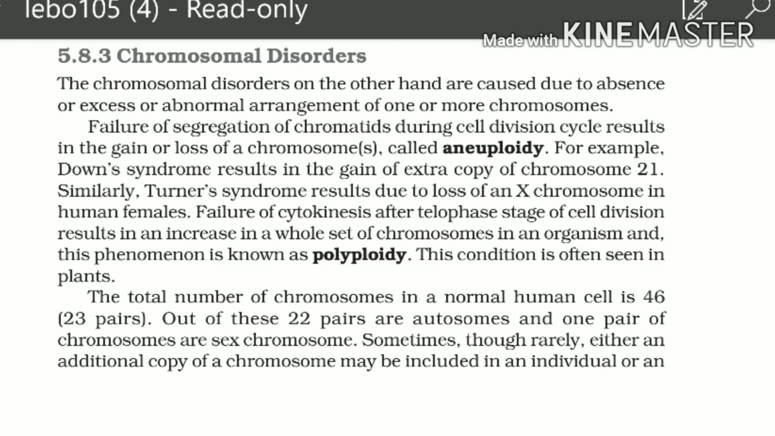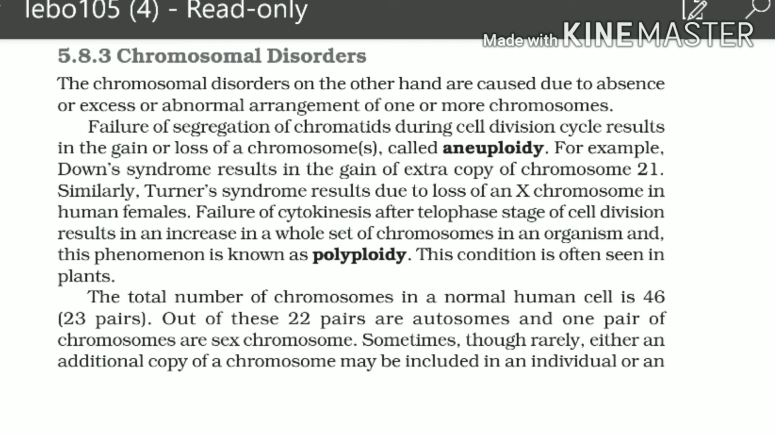a single cell. Such an increase in a whole set of chromosomes in an organism, and the phenomenon is known as polyploidy. This condition is often seen in plants, not in animals. You can see extra large fruits or vegetables. This is happening because of polyploidy. Nowadays, it is artificially done by the biotechnologists in order to get new varieties of plants and their products.